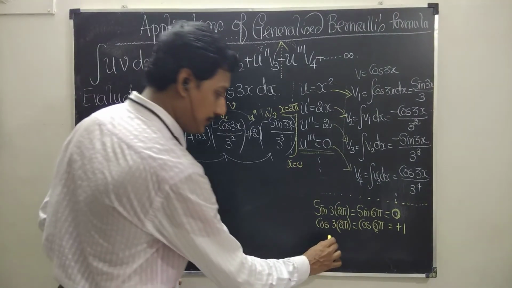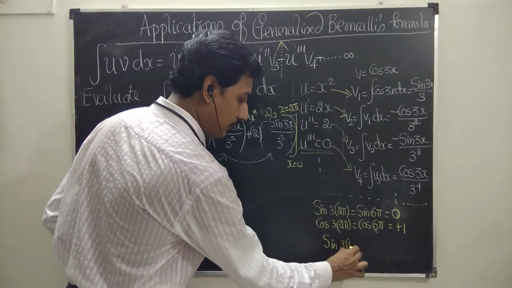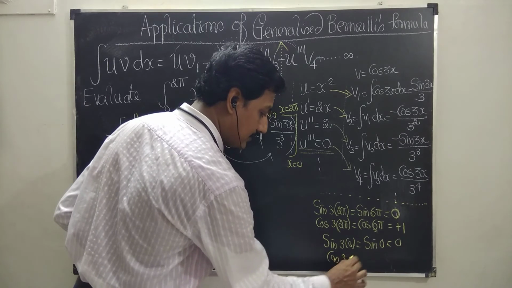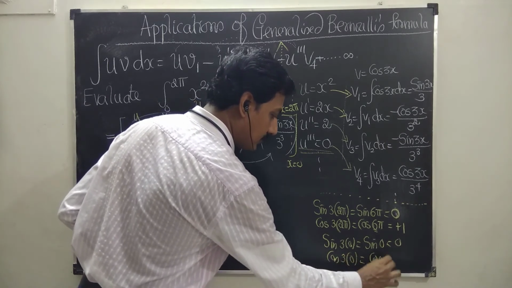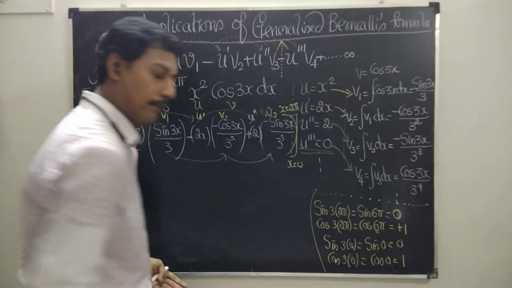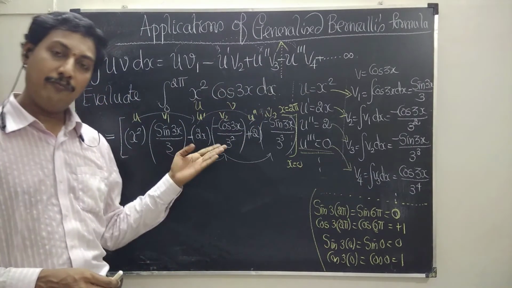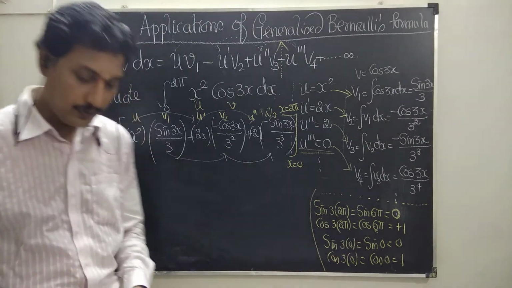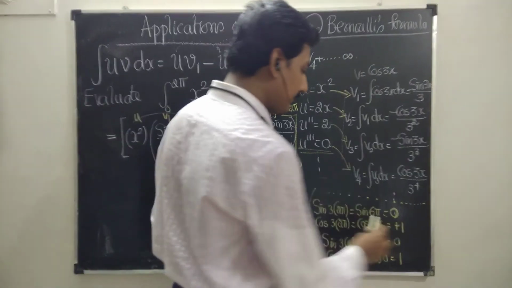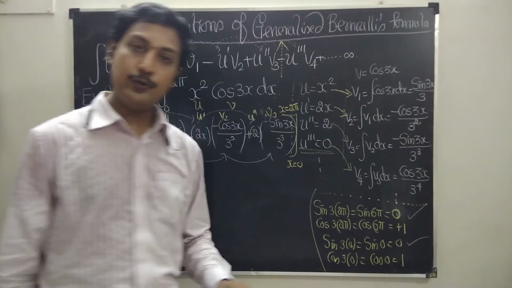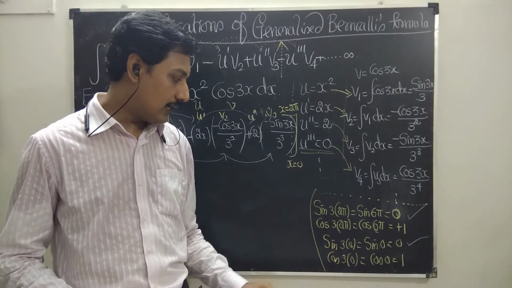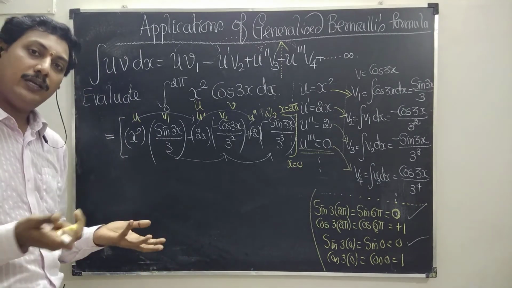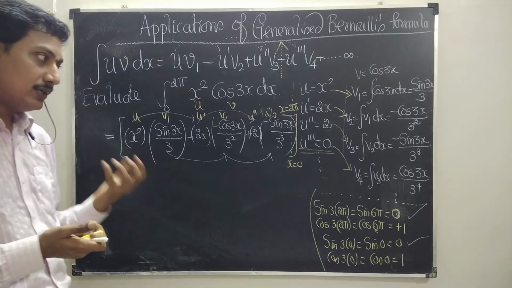Finally, what is the lower limit for x? 0. When I substitute x equal to 0, sine of 3 into 0 is sine 0, which is 0. Similarly, for cos 3x, substituting x equal to 0, we get cos 0, which is 1. So my suggestion is, before applying the limits, find the limit values separately, roughly. From this, I conclude that for sine 3x, the upper limit as well as the lower limit are both equal to 0.